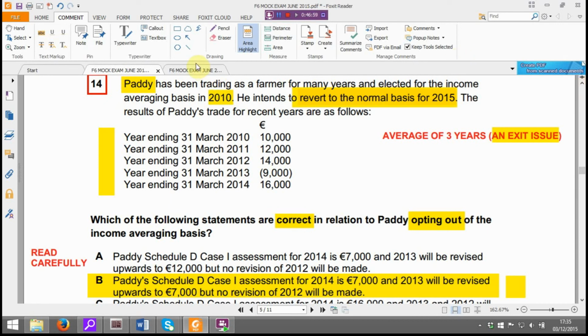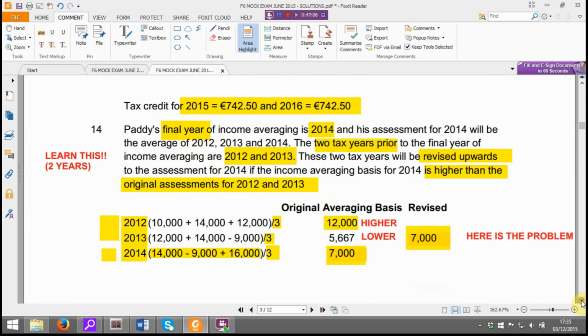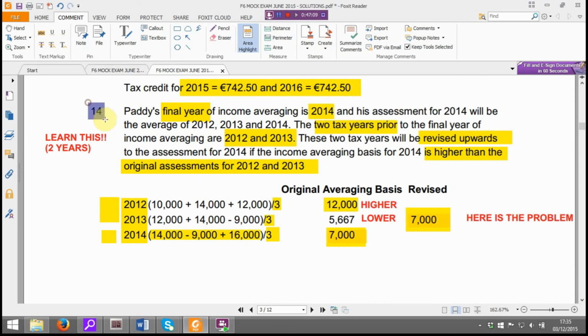So, if we look through the answer first, I'll then take you through why B is the answer in this case. We look at answer number 14. We see that his final year of averaging is 2014, because obviously he's reverting to the normal basis from 2015. What does that mean? It means that 2014 will be on the averaging basis, as will 2013 and 2012.